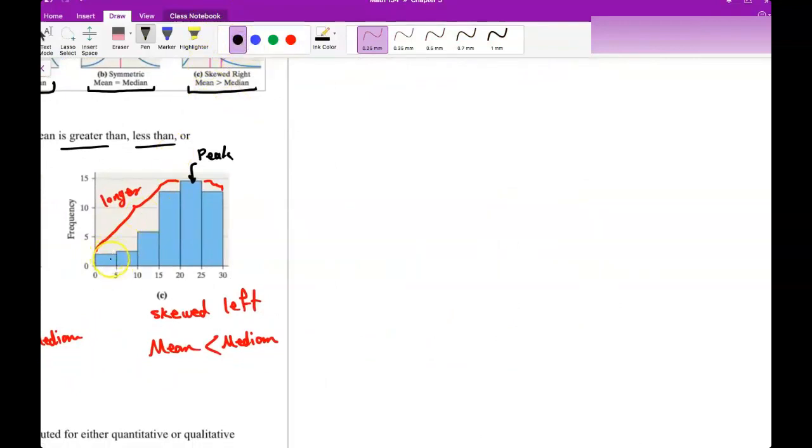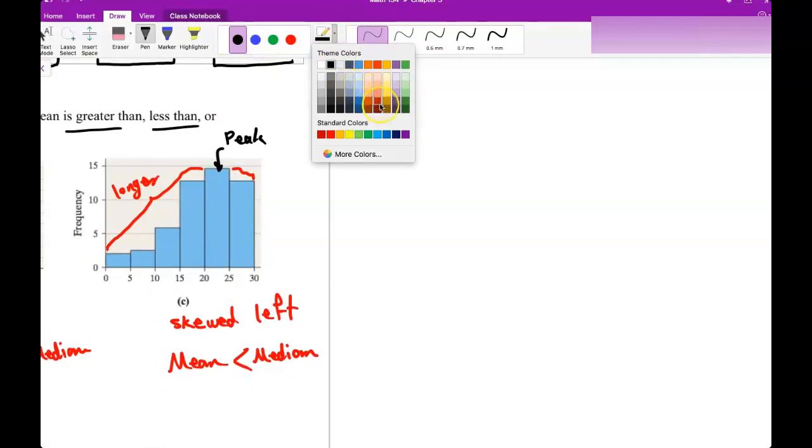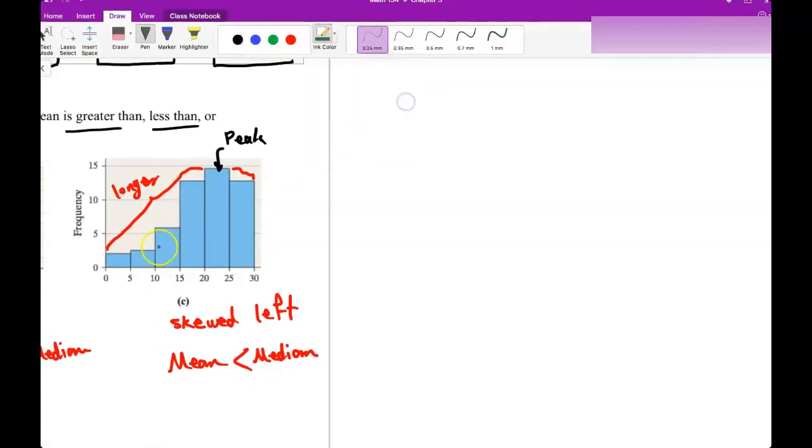First, I'm going to write what the frequency is for each one. This one here is 2. Here is 2.5. Then here is 6. This is 12.5. Here we have 14.5. And here our frequency is 12.5, the same as that one, 12.5.